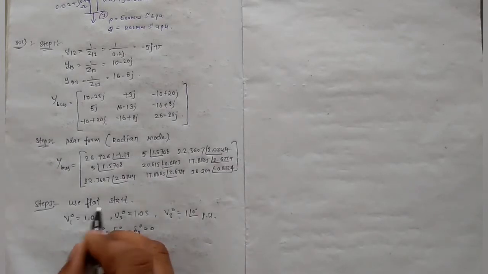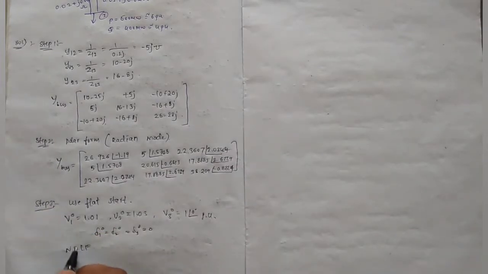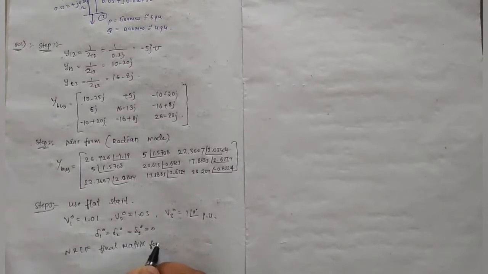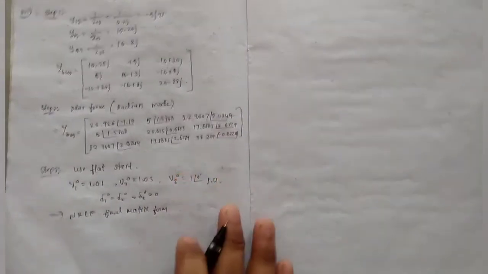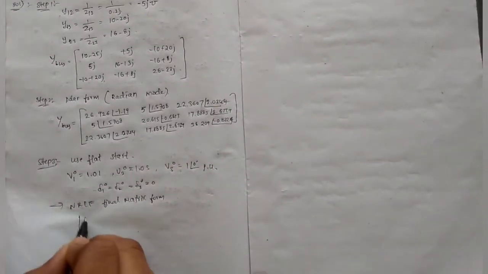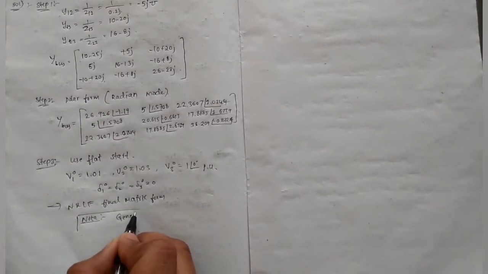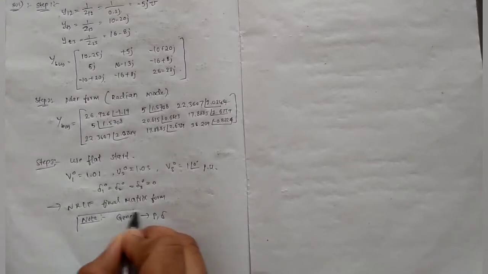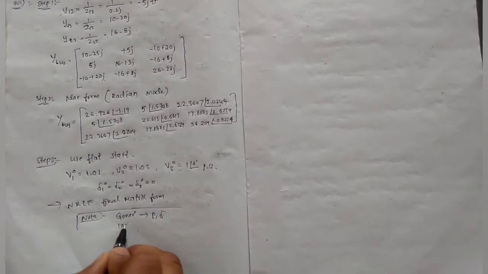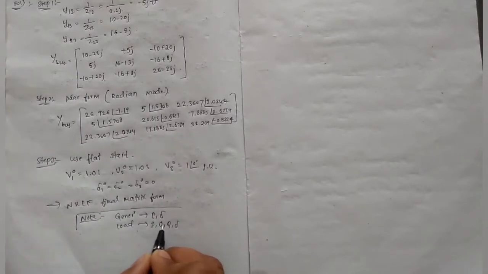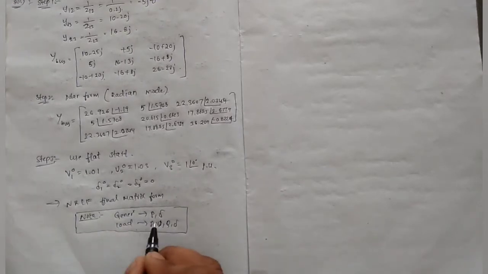And after doing that flat start in the NRLF matrix form, we have to write the final matrix form. To write this, keep this formula as a note. For generator, we need to consider only P and delta. For load bus, we need to use P, Q, delta, V. Do remember this, learn this by heart. How to use this, I will say.